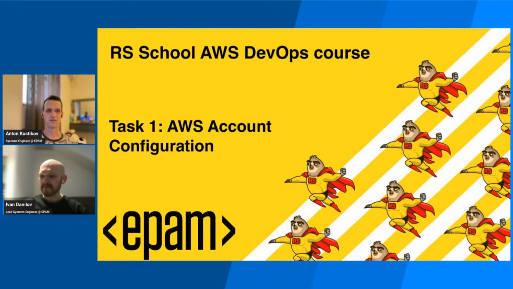Okay, so there are all 30 people. I think we are good to go. So hello everyone once again. Today we will give you a lecture about task number 1. We will try to explain the theoretical part of this one, and show you what you're going to do and how you should complete your task.